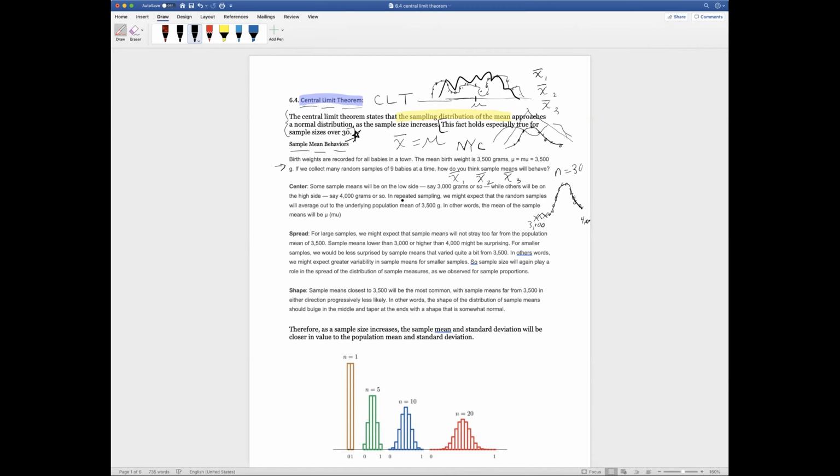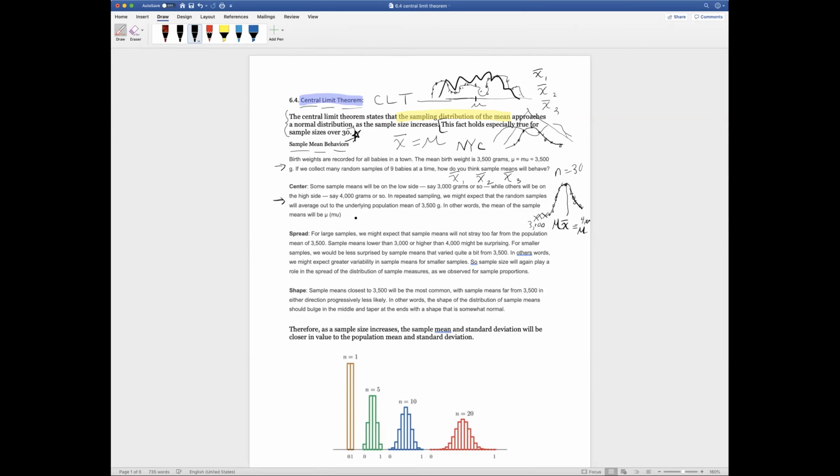But what you will see in repeated sampling is we would expect that the random samples will average out to the underlying population mean. So what that means is the sampling mean is equivalent to the population mean. The mean of all the samples is equivalent to the population mean. Now that talks about the center of it.